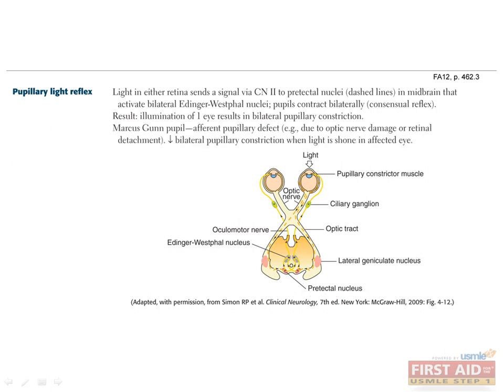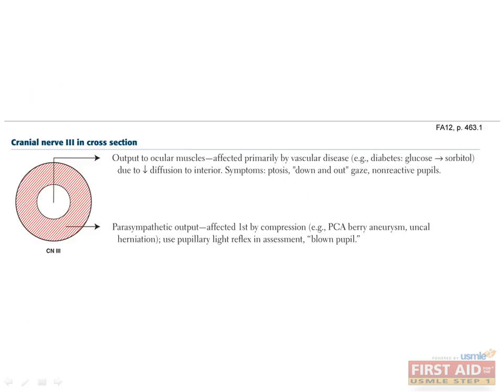Now, a Marcus Gunn pupil is seen when the retina or the optic nerve is damaged, as in multiple sclerosis. Because there is decreased light input, the pupils do not constrict as much when light is shone into the affected eye. This is called the swinging flashlight test. When you shine a light into the non-affected eye, you produce a direct and consensual pupillary constriction. However, when immediately swinging the flashlight to the other affected eye, there is less light perceived and the pupils will actually dilate when the light is shone.